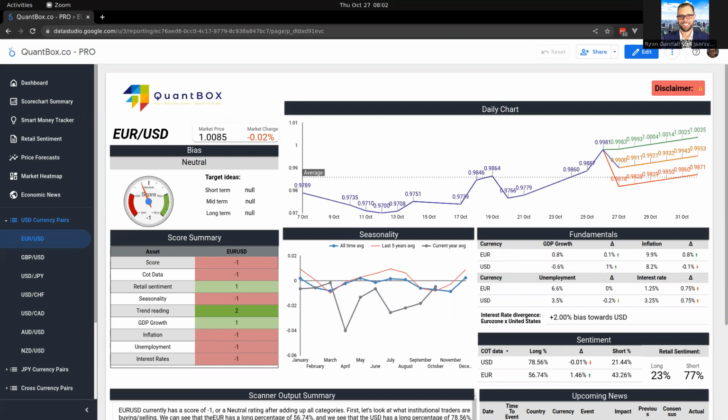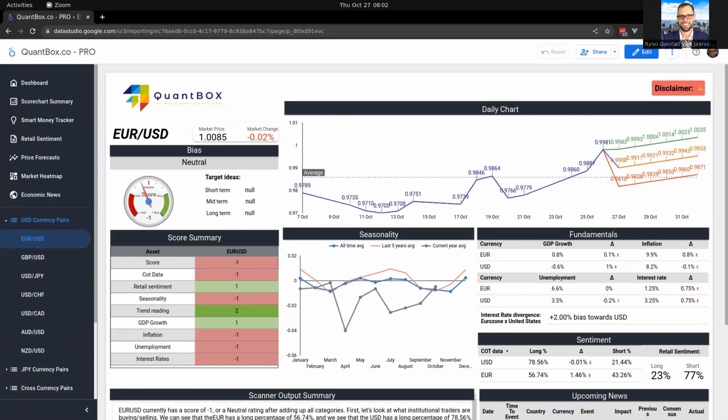Welcome to QuantBox Daily. Today is Thursday, October 27th, and interesting changes are taking place on the fundamental side. If you've gone through QuantBox today, you've had a look and seen lots of neutrality across the pairs. Let's take a look at it.